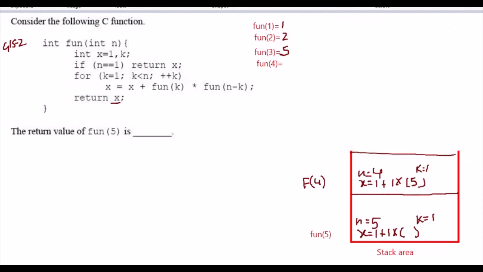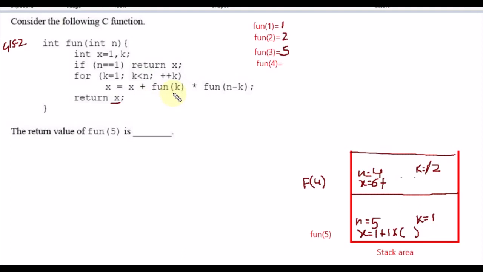Okay, now this is the equivalent value. This is 6 in here. 1 plus 1 into 5, this is 6. Now in the for loop this k will be incremented to 2. This condition is true. Now we are going to add the value in here.